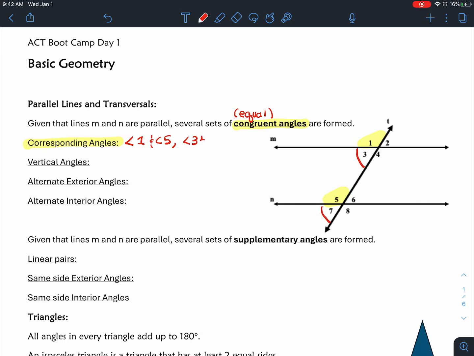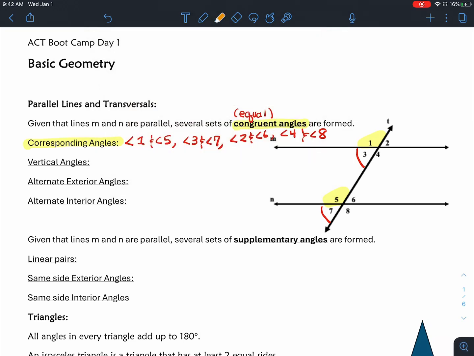So we're going to jot down, these are called corresponding angles. They would have equal angle measurements with one another. Angle 2 and 6 would be another set, so we'll jot that down, angle 2, angle 6. And the last one would be angle 4 and angle 8. Those are called corresponding angles. They're equal to each other.